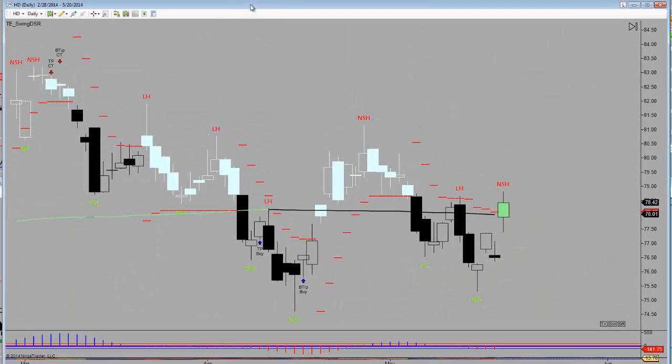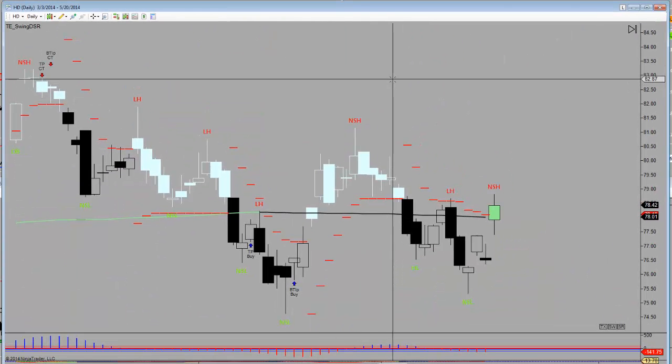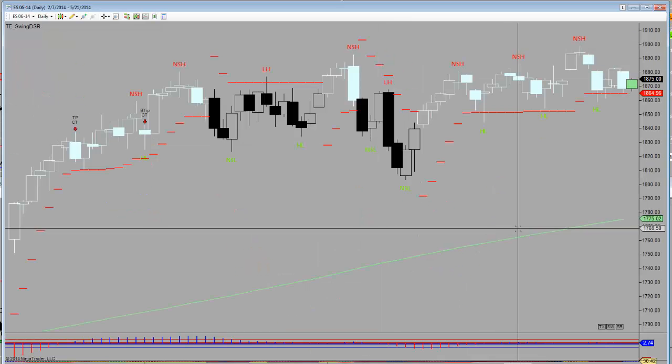Same perspective on our daily charts first and foremost. There was HD that we looked at yesterday. We're going to go ES 0614. We'll just take a look at pure structure analysis.